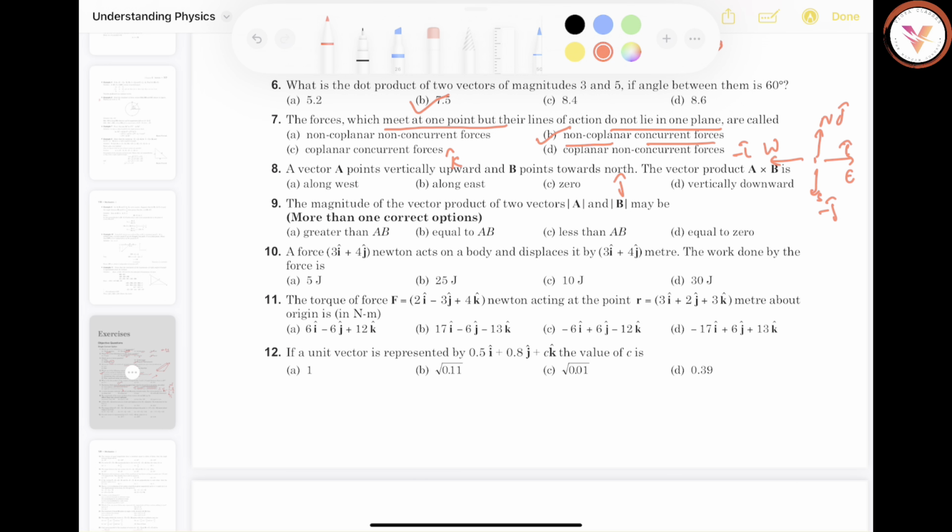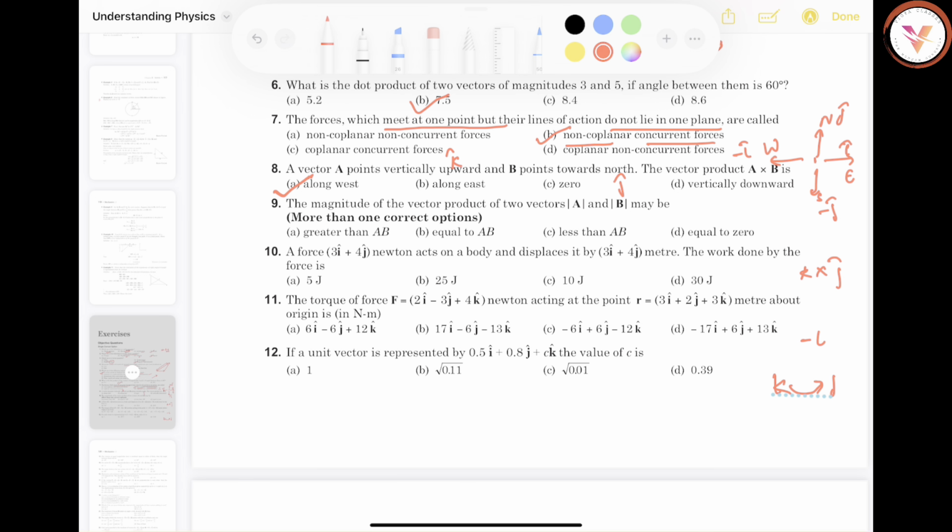Now if you do k cross j, then it is like i, j, k. So it is k cross j in anti-clockwise direction, so you'll get a minus i here. So minus i is what? West. So it is along west.